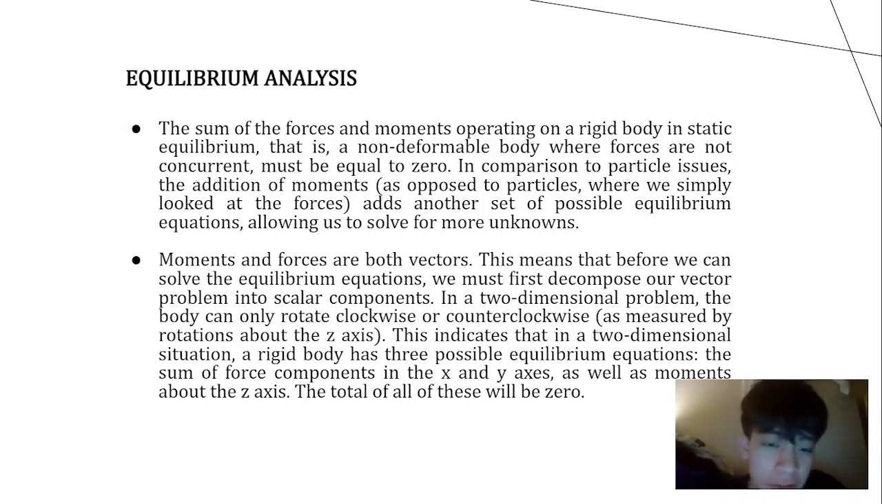Moments and forces are both vectors. This means that before we can solve the equilibrium equations, we must first decompose our vector problem into scalar components. In a two-dimensional problem, the body can only rotate clockwise or counterclockwise, as measured by rotations about the z-axis. This indicates that in a two-dimensional situation, a rigid body has three possible equilibrium equations: the sum of force components in the x and y axis, as well as the moments about the z-axis. The total of all these will be zero.